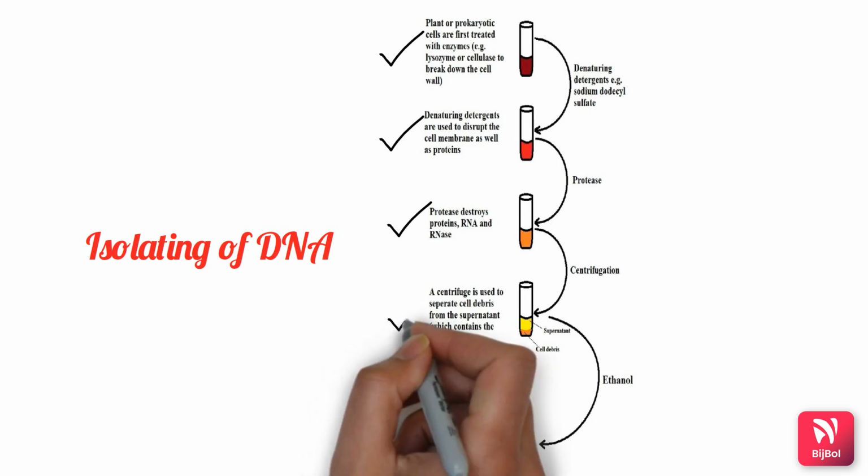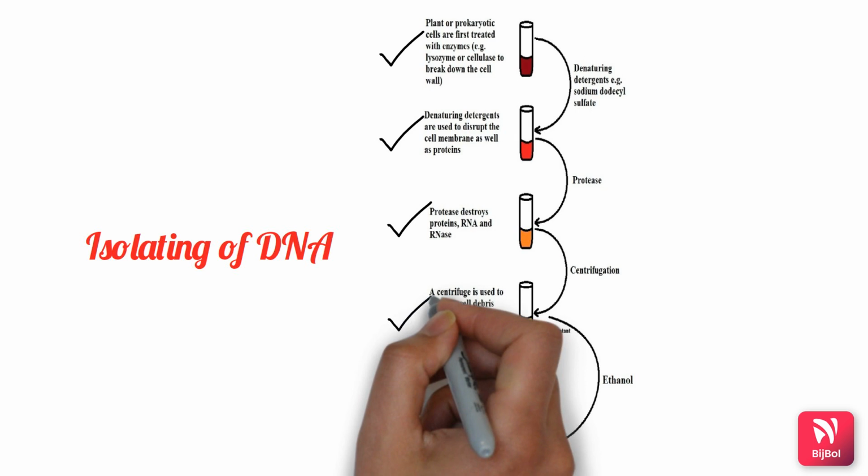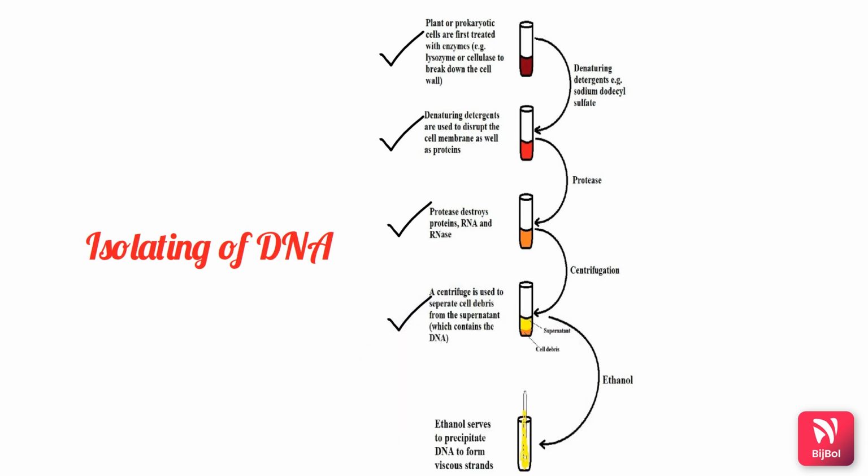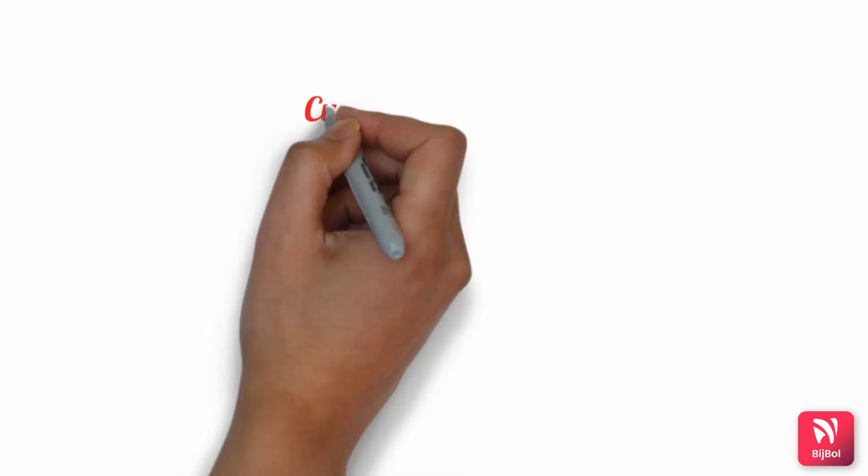Now centrifugation is done. A centrifuge is used to separate the cell debris from the supernatant which contains the DNA. Because all the cell components are disrupted and only the DNA is left, the supernatant contains DNA. Then it is treated with ethanol, which precipitates the DNA to form viscous strands. Finally, we have isolated the DNA.